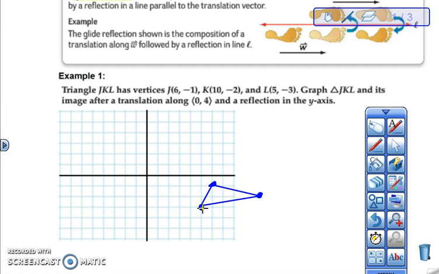So our first transformation is going to be a translation of 4 units on the y-axis. The vector is telling us first whether we need to move side to side. If I'm moving 0 spaces on the x-axis, everything's going to stay where it is. Then we're going to move 4 spaces on the y-axis. So 1, 2, 3, 4. So all of my points are going to be 4 points higher. Something like this.